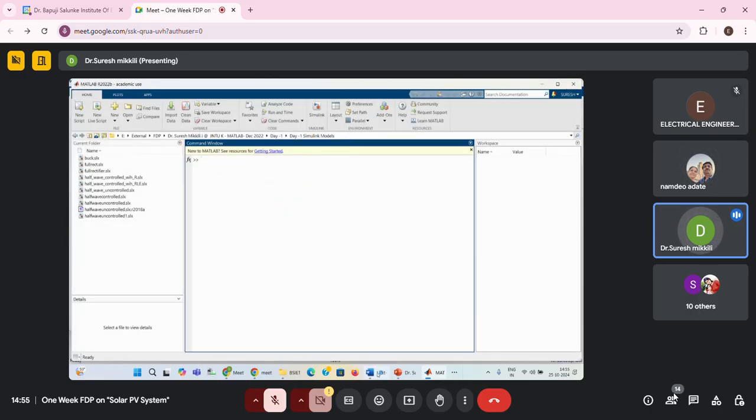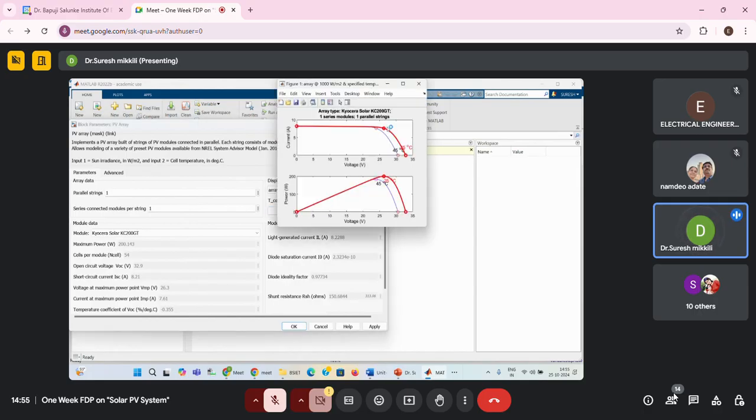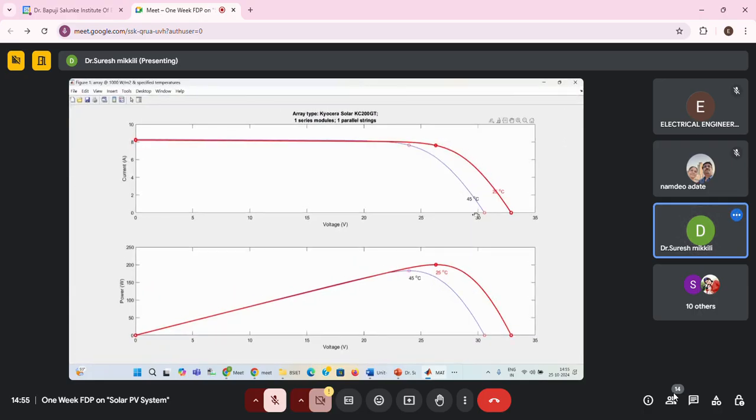But now in the next graph, I will consider irradiance constant and take temperature variation. Try to see what happened. Temperature variation is there, but irradiance is constant. In the climate, temperature is varied from 25 degrees to 45 degrees. Is there any change in the current or voltage or powers? Much change is not there, no?